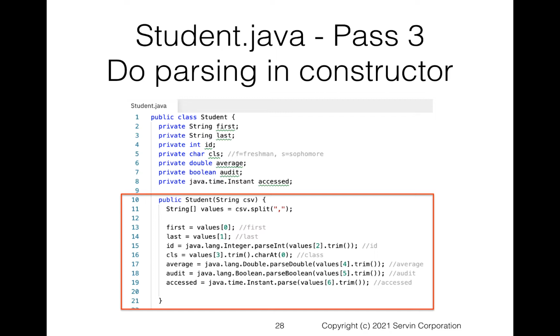At line 17, we give the average by doing a java.lang.Double.parseDouble. So notice this Double class has a parseDouble, and in this case we do the values of 4. Again, we're careful to trim it first. At line 18, we do the values of 5, we trim it again. And at line 19, we do the values of 6, and we trim those, and of course then we do a parse. Now notice, slight difference between 17 and 18 doing a parseDouble versus line 19, we just said java.time.Instant.parse.